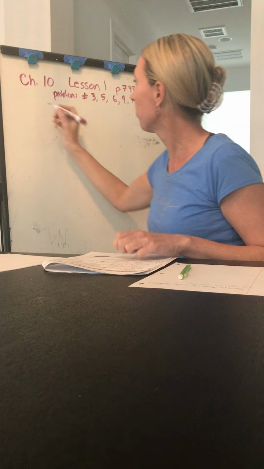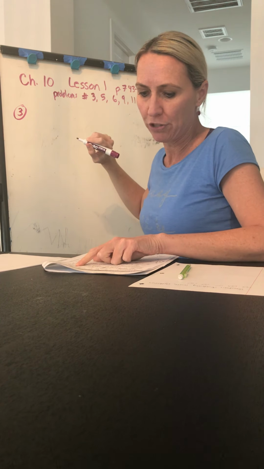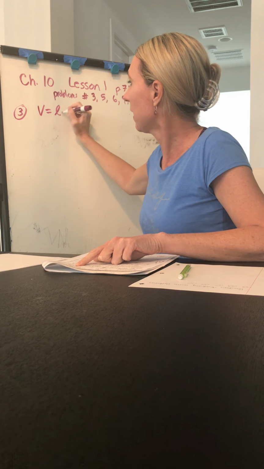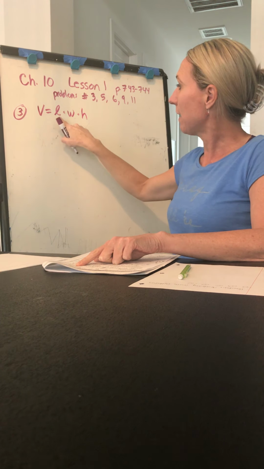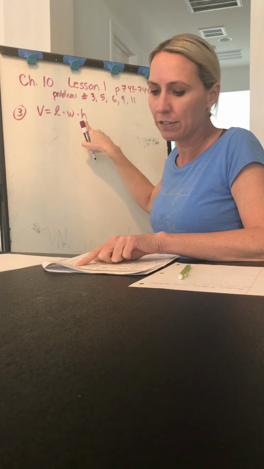So let's do number 3. The directions say find the volume. It gives you a picture and the measurements. So the formula for volume is length times width times height. We're looking for the volume, and they give us the length, width, and height, which are from the picture. And again, the order doesn't matter.